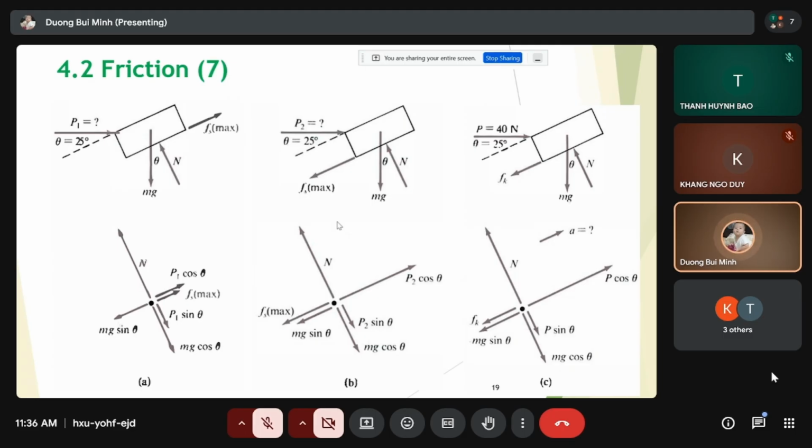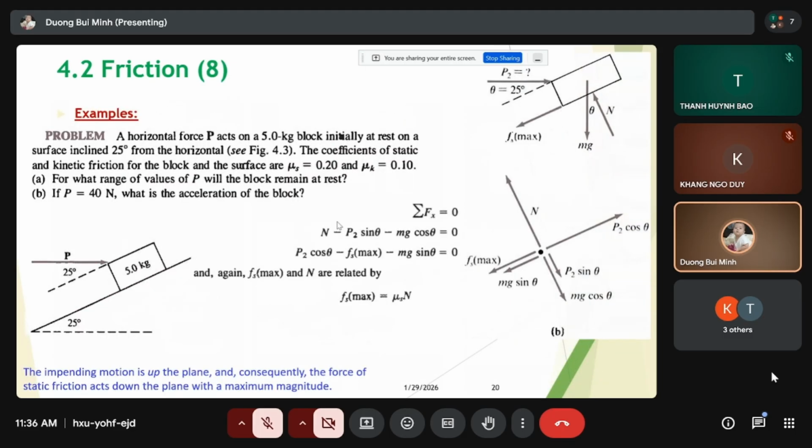So we apply this. With these ideas you can get V2, and after some modification, you get V2 as 36 newtons. So now we have the answer. If we have the range of V between 12 newtons and 36 newtons, the object will be at rest.